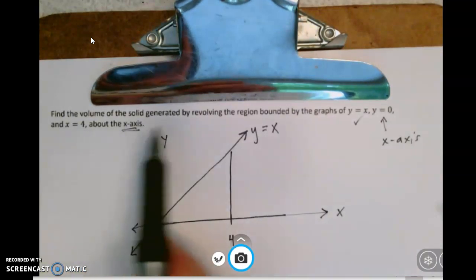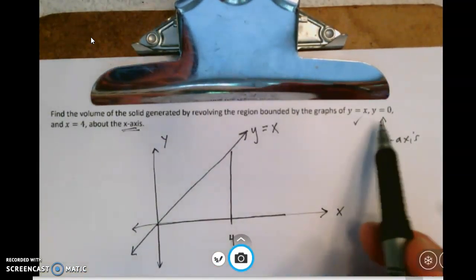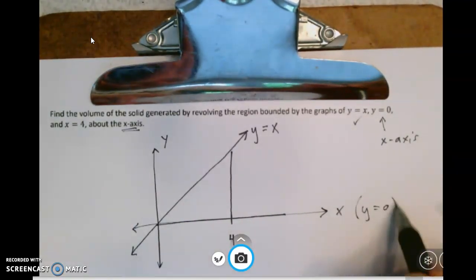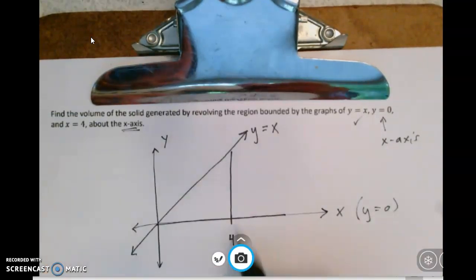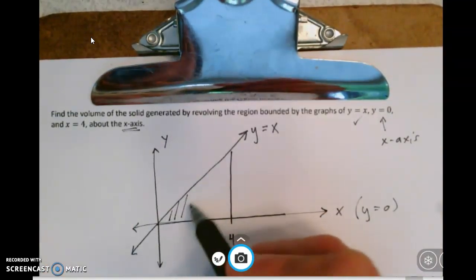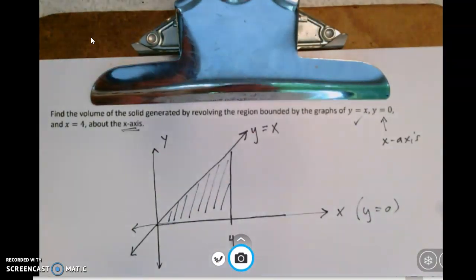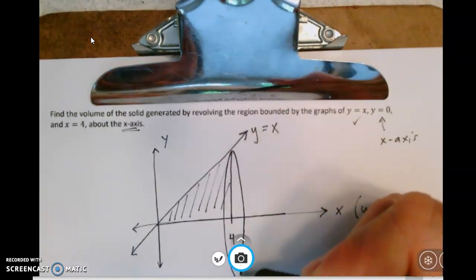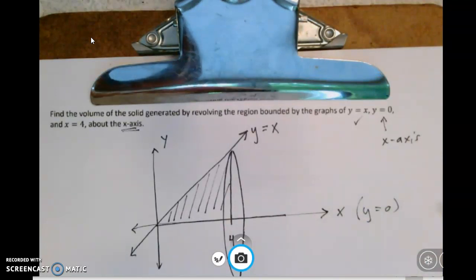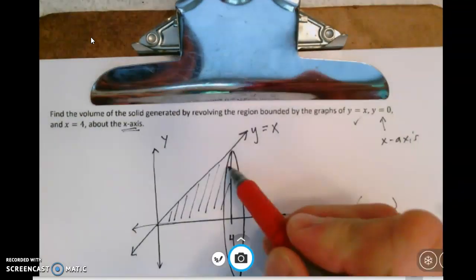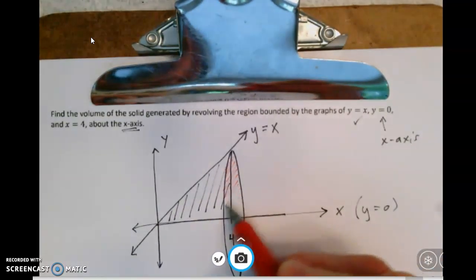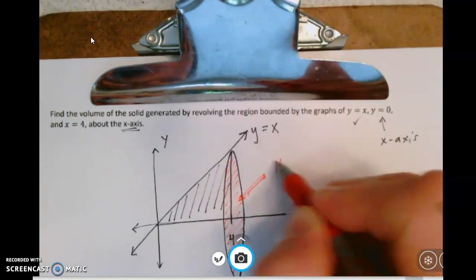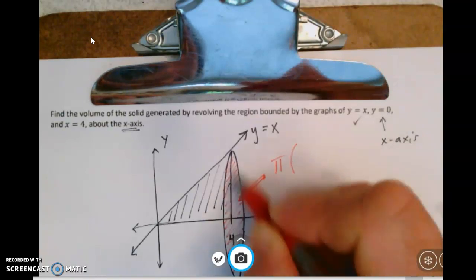So again, find the volume of the solid generated by revolving the region bounded by the graphs y equals x, check. Y equals 0, check. This is y equals 0. And x equals 4, check, all about the x-axis. So this is the region. Now we can think of it in a couple different ways, but we're going to think of it this way, that I'm going to create a disk here, and this disk has an area of pi r squared.